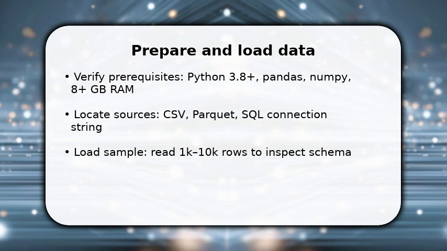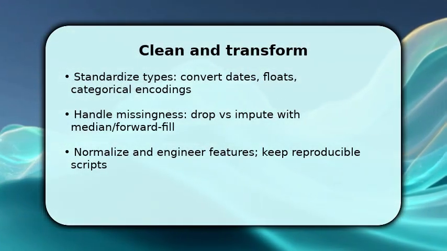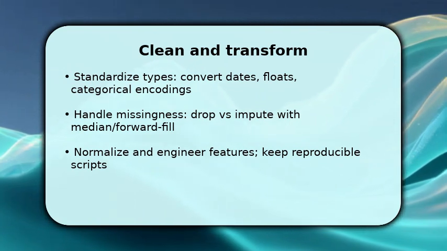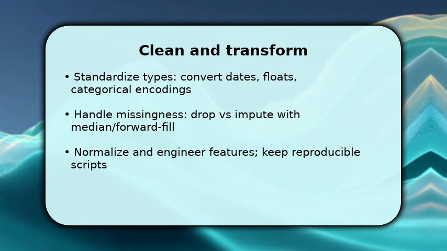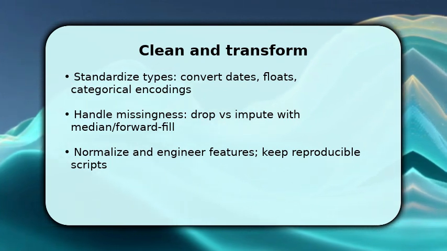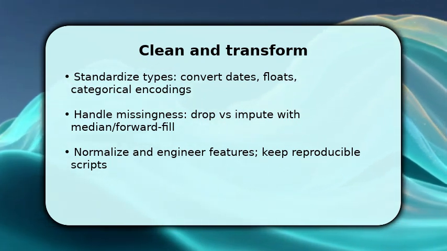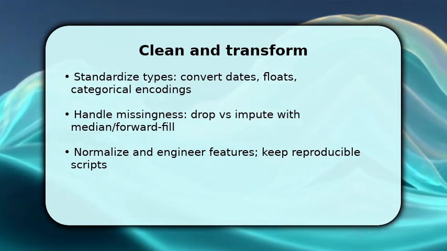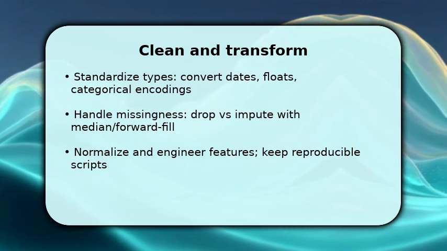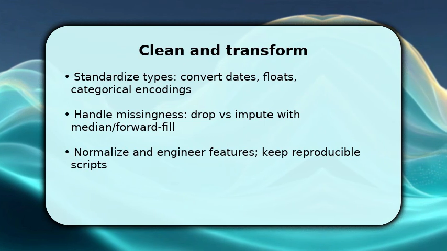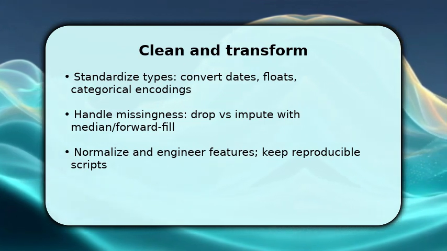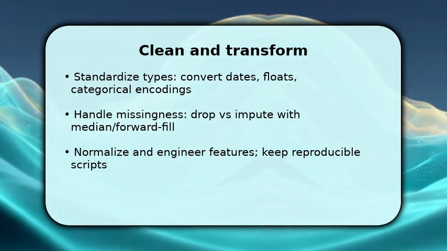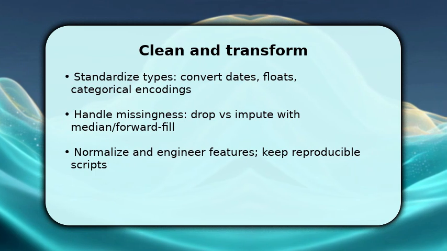You now perform the core cleaning and transformation steps that unlock analysis. Start by standardizing types: parse dates, convert numeric strings to floats, and collapse sparse categories into sensible groups, because consistent types prevent silent errors. Then address missingness. Choose drop for tiny gaps or impute median/forward fill when structure matters. Next, normalize scales and create features that capture domain signals. Export every transformation as code or a pipeline so you can reproduce and iterate reliably once you validate results on the sample.